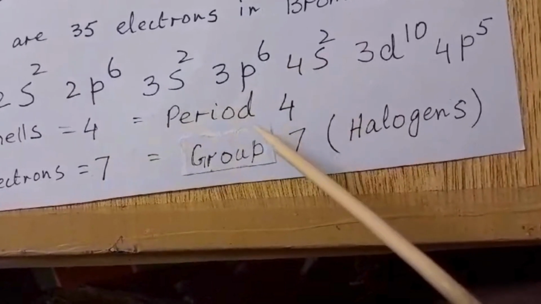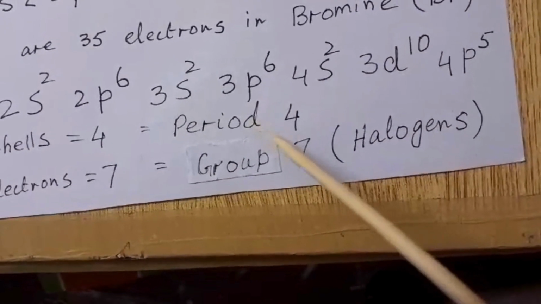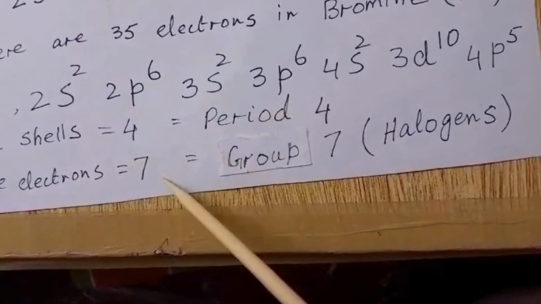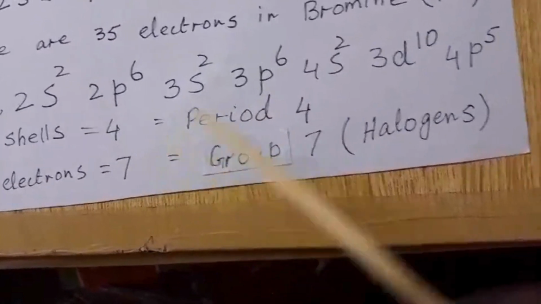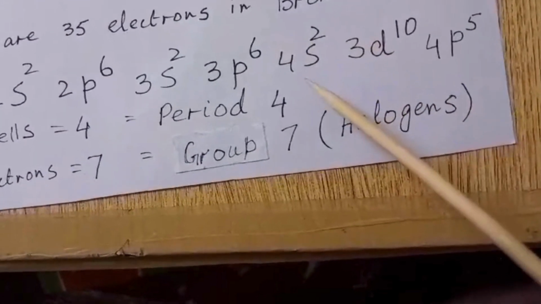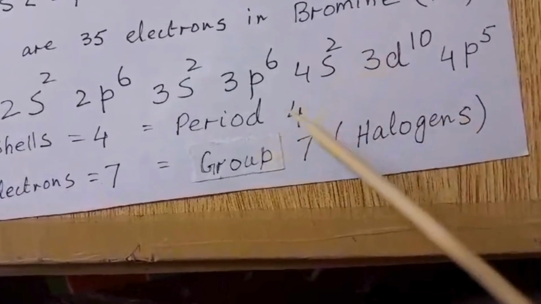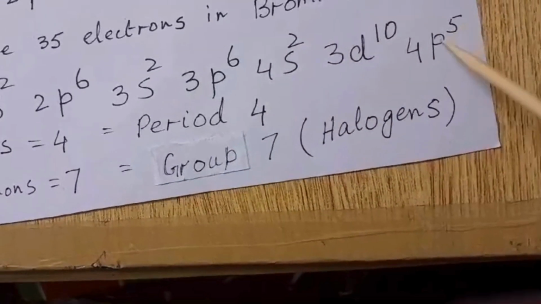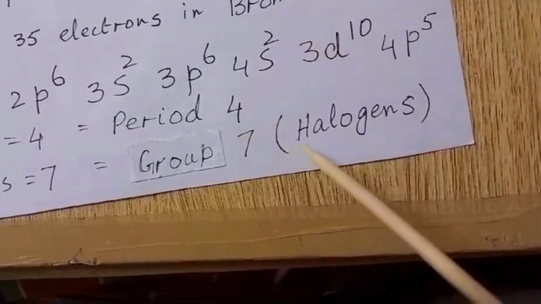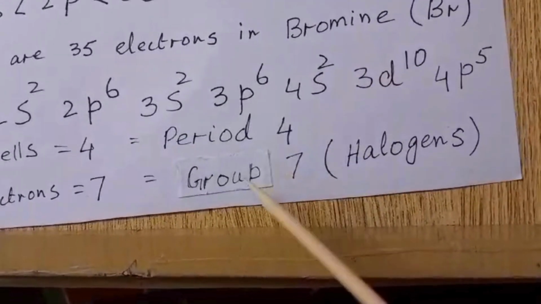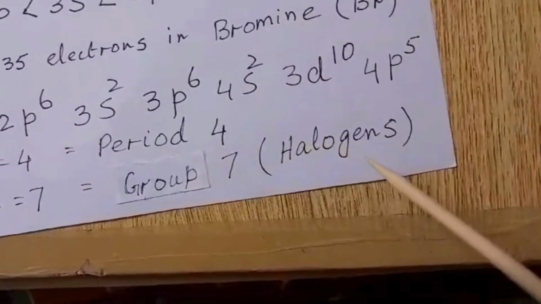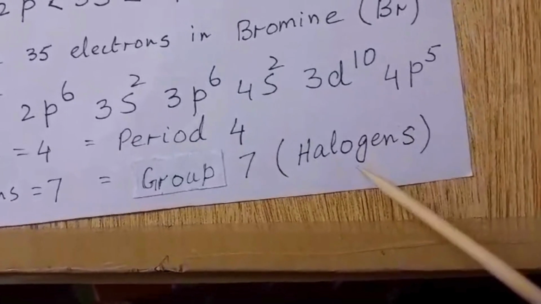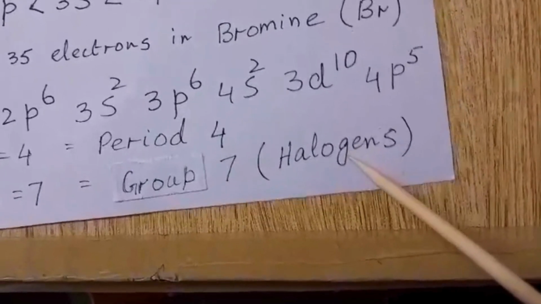So this will make bromine go in period 4. And the valence electrons, that is electrons in the outermost shell. The outermost shell is the 4th shell, and there are 7 electrons in the 4th shell, 4s2 and 4p5. 5 plus 2 makes 7, so there are 7 electrons in the valence shell. So bromine is in the 7th group, and it is also called a halogen.